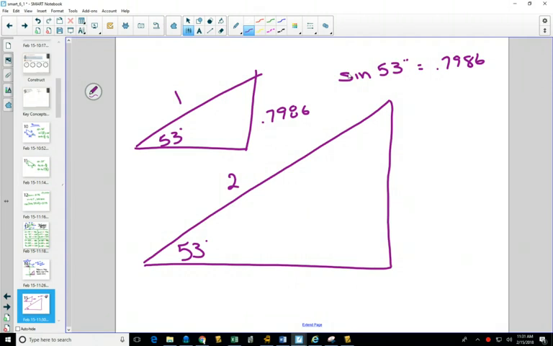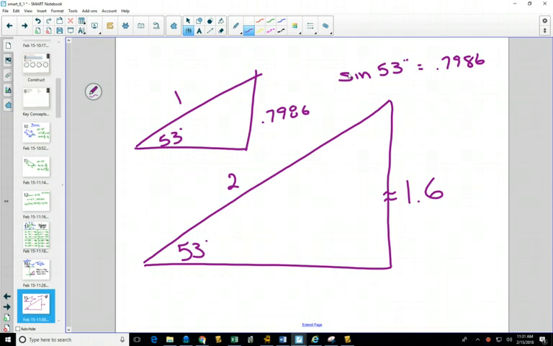How big is this side? It's going to double as well. So that would be 1.2, close to 1.6. There we go. It's going to be double. And that's what's powerful about triangles, that if you keep the angle the same, everything is in proportion.